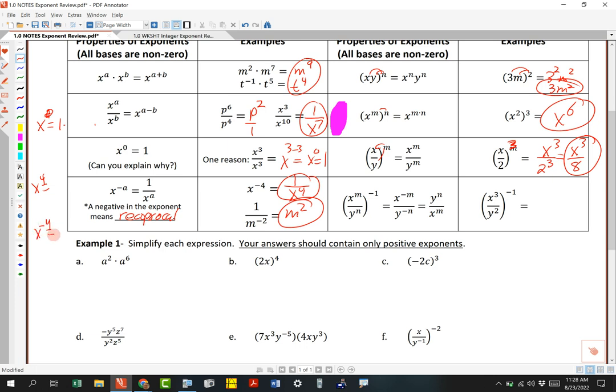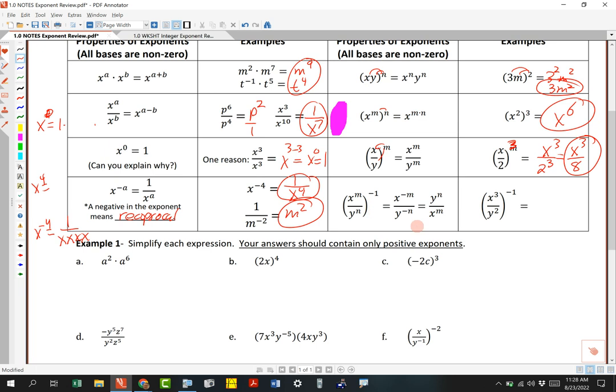What's the opposite of repeatedly multiplying? Dane? Repeatedly dividing. So we're going to divide by 4 x's. We're going to divide by x 4 times. And what's the easiest way to write x to the 4th in the denominator? 1 over x to the 4th. So there's another reason, another kind of rationale for that.